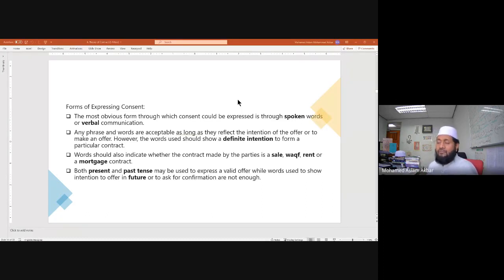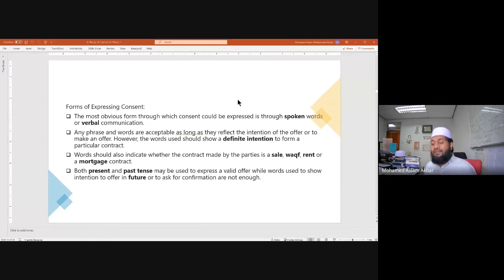Another most important element in this expression is that you have to use the present tense or the past tense. You cannot use the future tense. Future tense only indicates that you have the intention to sell or intention to buy. It doesn't mean that you bought it. So when you are using verbal communication, you need to use the present tense, for example, I sell this to you. Or you can say past tense, I sold this one to you. I buy this one from you. Or I bought from you.